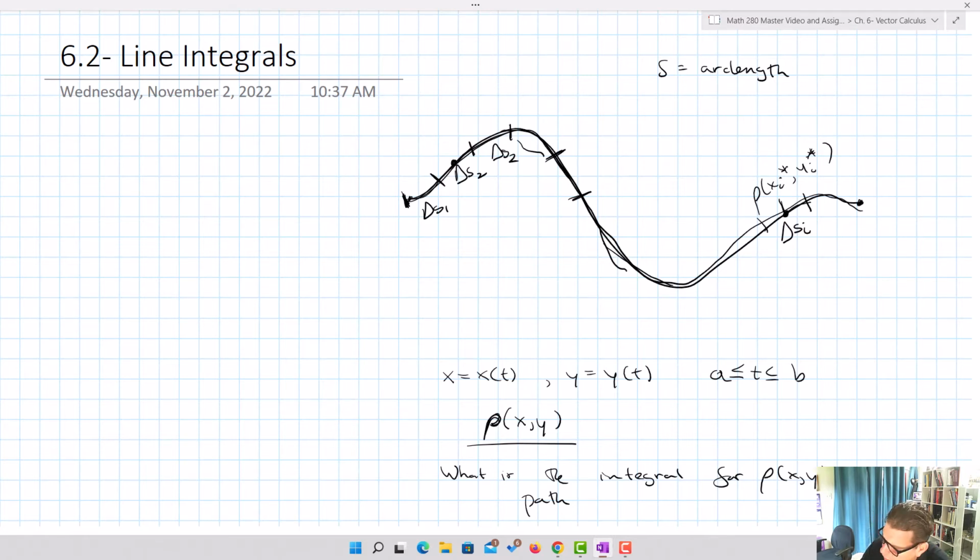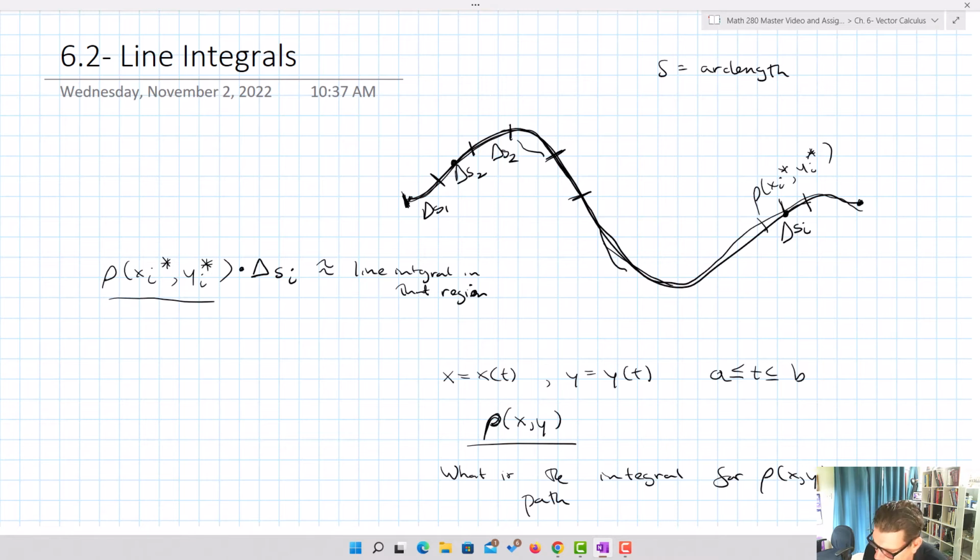And so if we think about this as an approximation for its integral in that place, it would be rho of xi star, yi star. That's an approximation, not necessarily of its area, but of its line integral, times delta si. That's approximately equal to the line integral in that region. You've seen this before. This is just some value for the function over an arbitrarily sized piece of the curve.